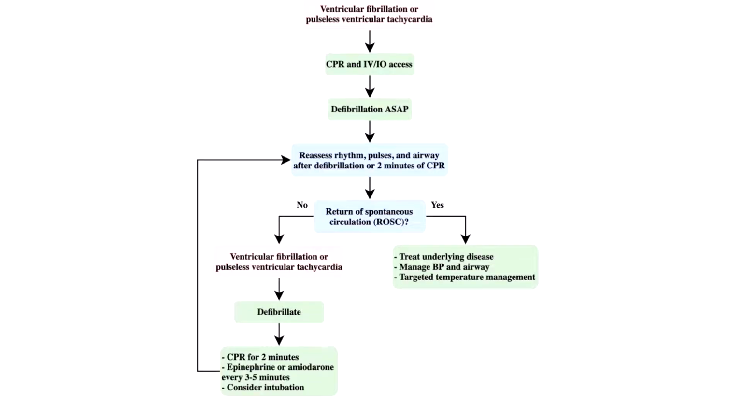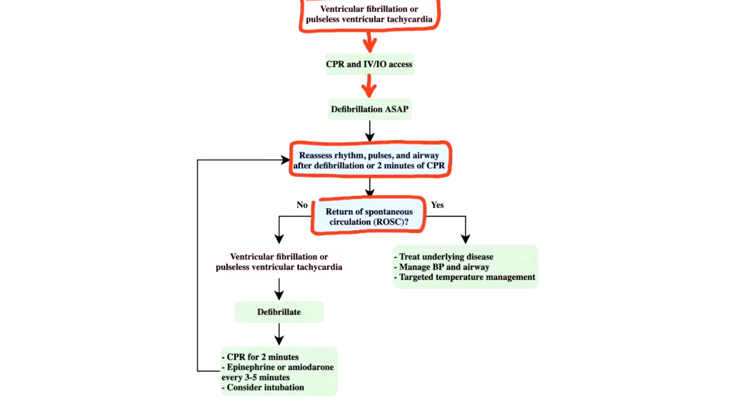Here is the ACLS algorithm for the management of ventricular fibrillation and pulseless ventricular tachycardia. In patients with recognized ventricular fibrillation or pulseless ventricular tachycardia, the initial step is to begin cardiopulmonary resuscitation and gain intravenous or intraosseous access. Patients should be defibrillated as soon as possible. We reassess pulse and rhythm after defibrillation or after 2 minutes of CPR. If there is return of spontaneous circulation, then we continue with post-resuscitative care, which includes treating the underlying disease, managing blood pressure and airway, and maintaining constant temperature.